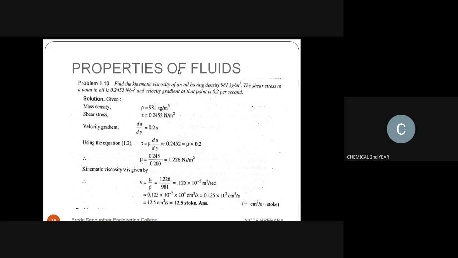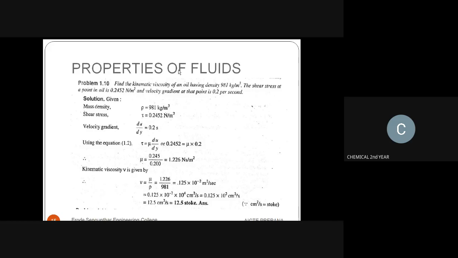In the previous problem, change in velocity and change in distance were given, so we needed to substitute that in terms of velocity gradient. Here they have directly given the velocity gradient, du by dy is equal to 0.2 per second. So tau is equal to mu into du by dy. You know the value of tau, 0.2452 Newton per meter square, which is equal to mu into the velocity gradient 0.2. So mu is equal to 0.2452 divided by 0.2. So you'll be getting 1.226 Newton second per meter square. That is the value of viscosity.